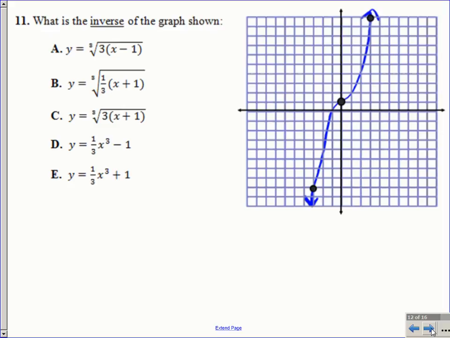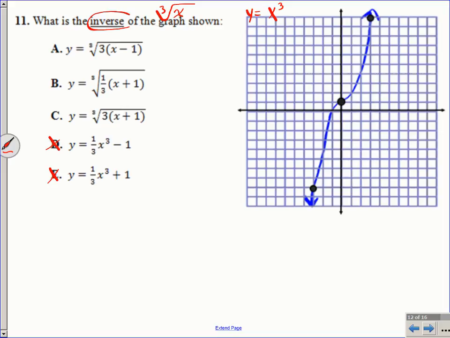So the first thing I would like you to look at is the graph. Hopefully you recognize this to be the graph of a cube function. This is an x to the third function. Now, of course, it's been transformed, so we don't know if there's any kind of coefficient or plus or minus, but we know that this is a cubed function. Since we're looking for the inverse, the inverse of a cube is a cubic root. So our equation, if it's the inverse, should be some sort of cubic root, which A fits, B fits, and C fits, but D and E do not. Those are still cube functions, and that's not the inverse. Okay?